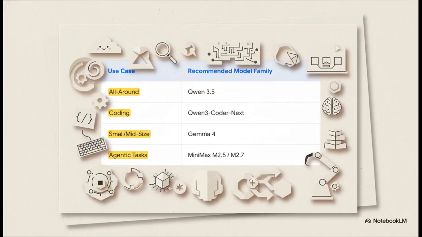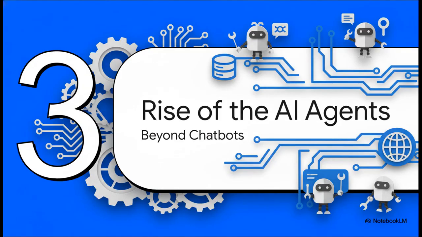So let's just boil it all down. Here's your cheat sheet. For just about anything, you're all-arounder, you're looking at Qwen 3.5. Need to write code? Easy. Qwen 3 Coder Next. Want something that's powerful but maybe not a total monster to run? Gemma 4 is your best bet. And for those more complex, automated jobs, what we're about to call agentic tasks, Minimax is the name that keeps popping up.